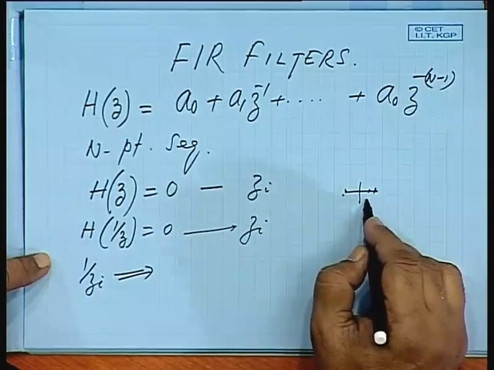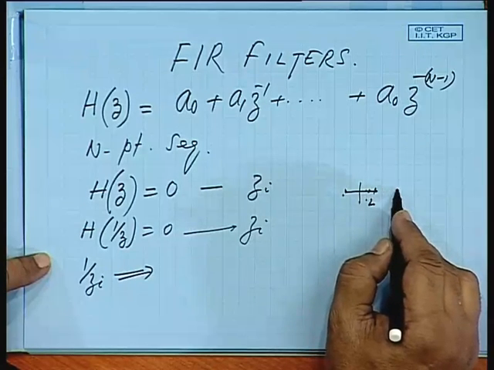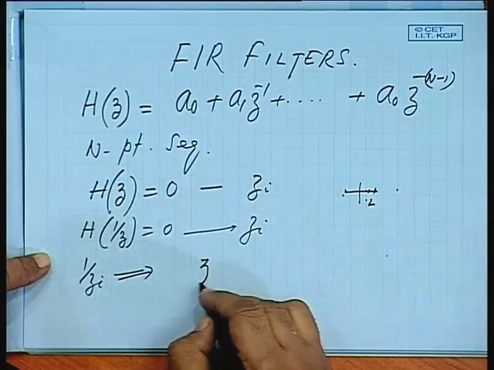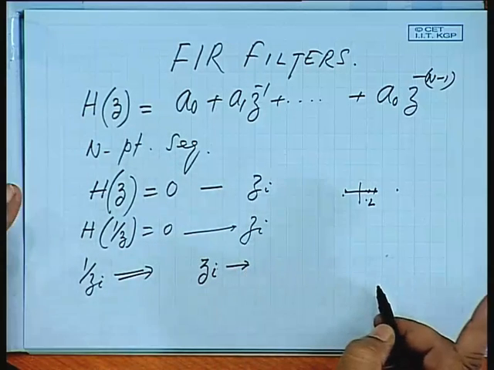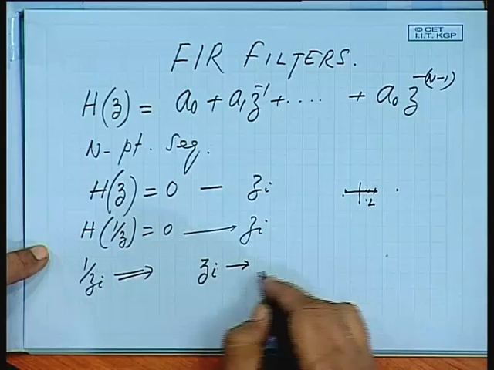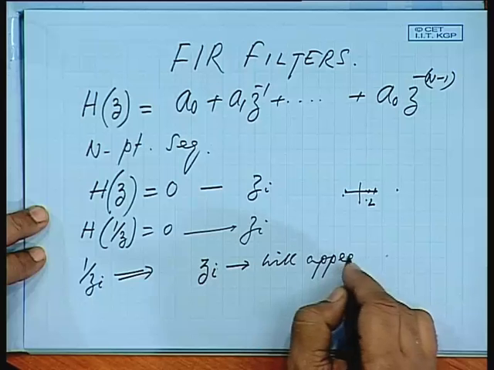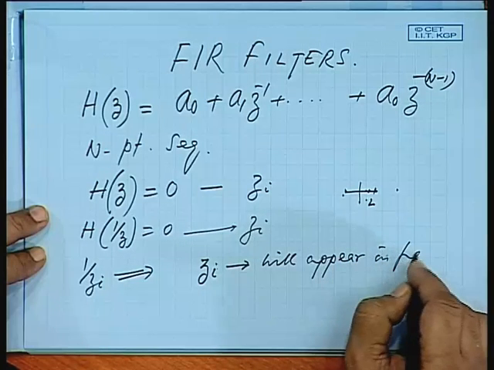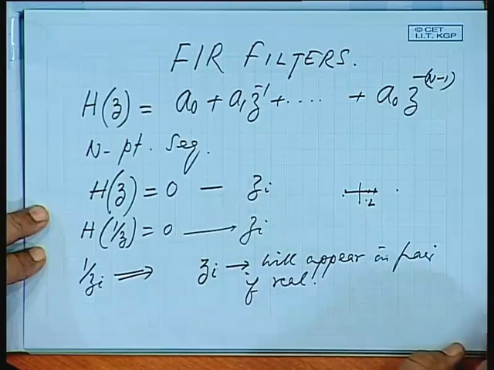If it is having a root at 0.2, then it will have a root at 1 by 0.2, that is 5 also. So, zi's except at plus 1 and minus 1 will have pairs of roots. zi will appear in pairs if real.